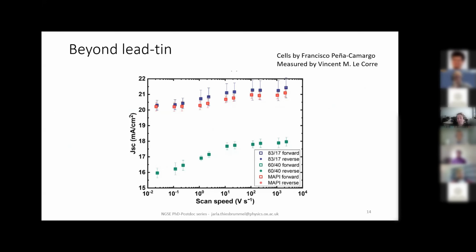Now, once again, we also performed these fast JV measurements. This was again done by Vincent. And like I've showed you before, basically when we scan fast, we have a higher current. As we start scanning slower and slower, at some point the current drops because the ions are able to follow the field again. And if we scan even slower, it stabilizes because the ions have even more time, so they just fully screen the field, basically.